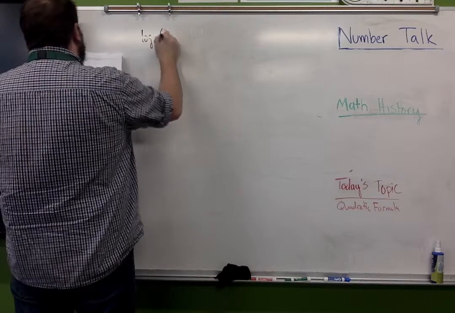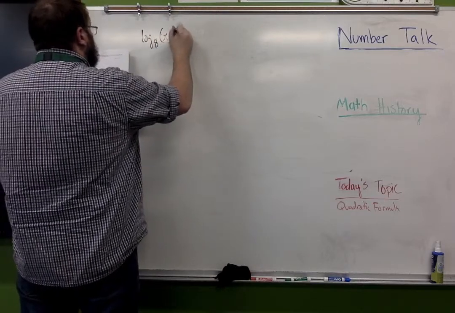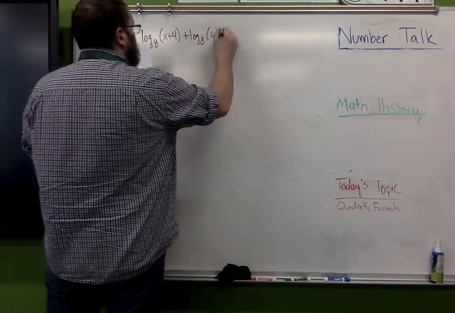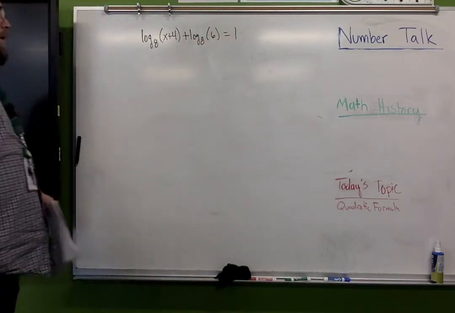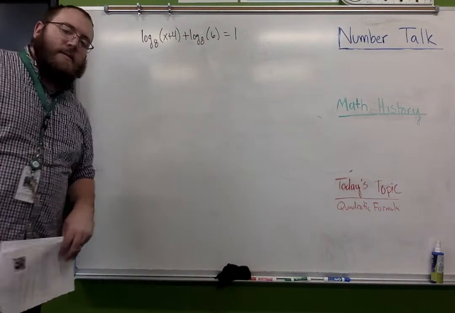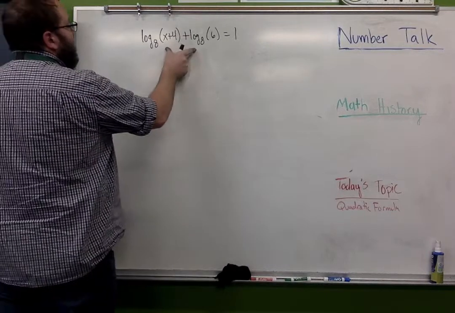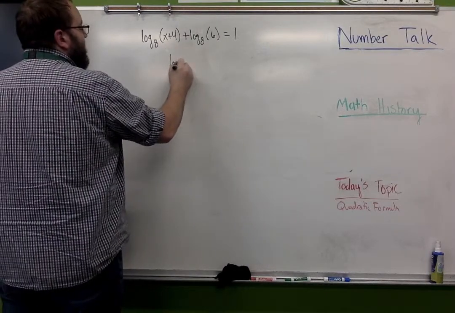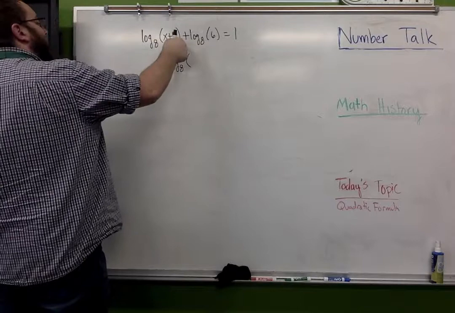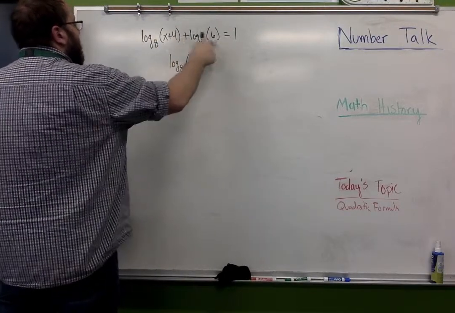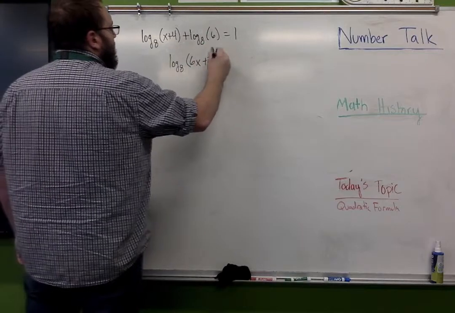Log base 8 of x plus 4 plus log base 8 of 6 is equal to 1. We're not taking logs on both sides, so we've got to condense and then convert. So I'm going to condense this into one logarithm. Base stays the same. When I add outside, I multiply inside. So 6 times x is 6x, 6 times 4 is 24, equal to 1.